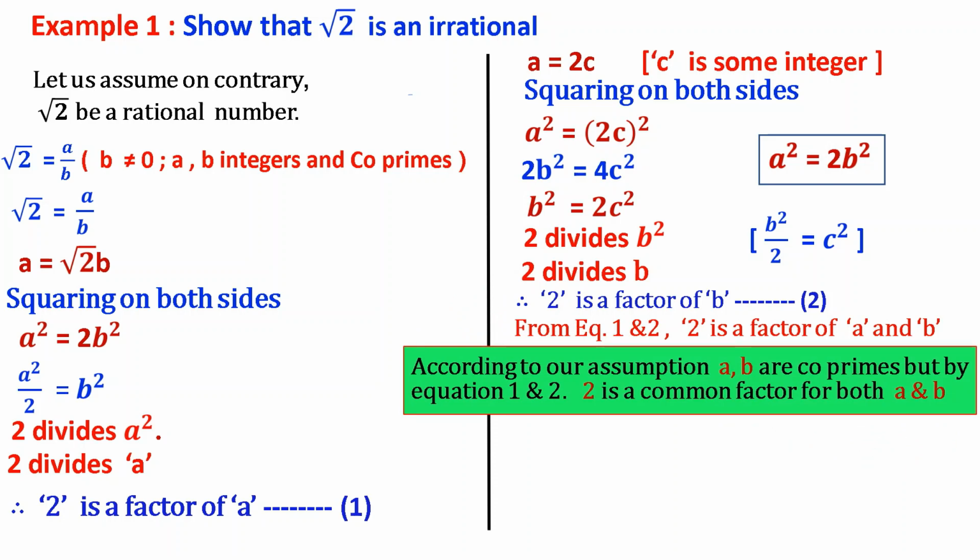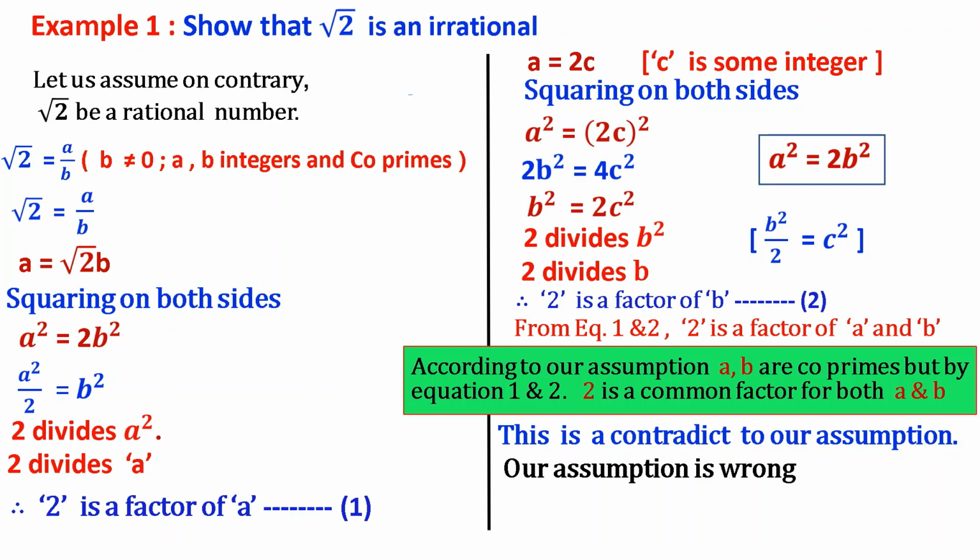According to our assumption, a comma b are co-primes. But by equation number 1 and 2, 2 is a common factor for both a and b. This contradicts our assumption. So our assumption is wrong. Therefore root 2 is not a rational number.